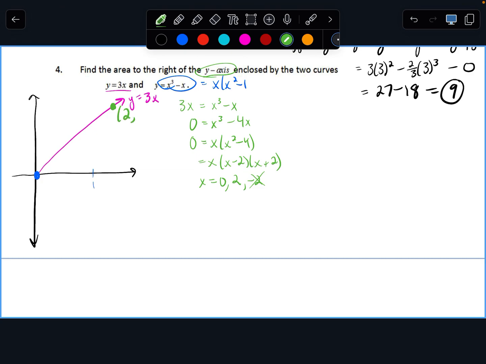So at 2, comma, now to figure out the y value, you don't actually technically need to with this one, just plug it in. I would plug it into that guy. That one's easier. Or you could plug it in there. Either one. But your y value would be 2 comma 6. So they're going to intersect at 0 and 2 comma 6.